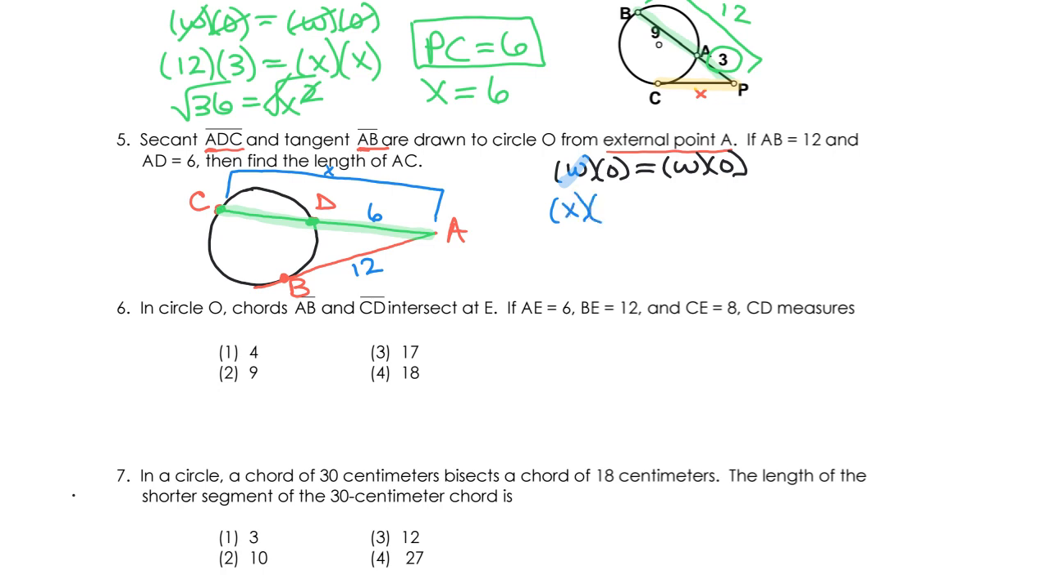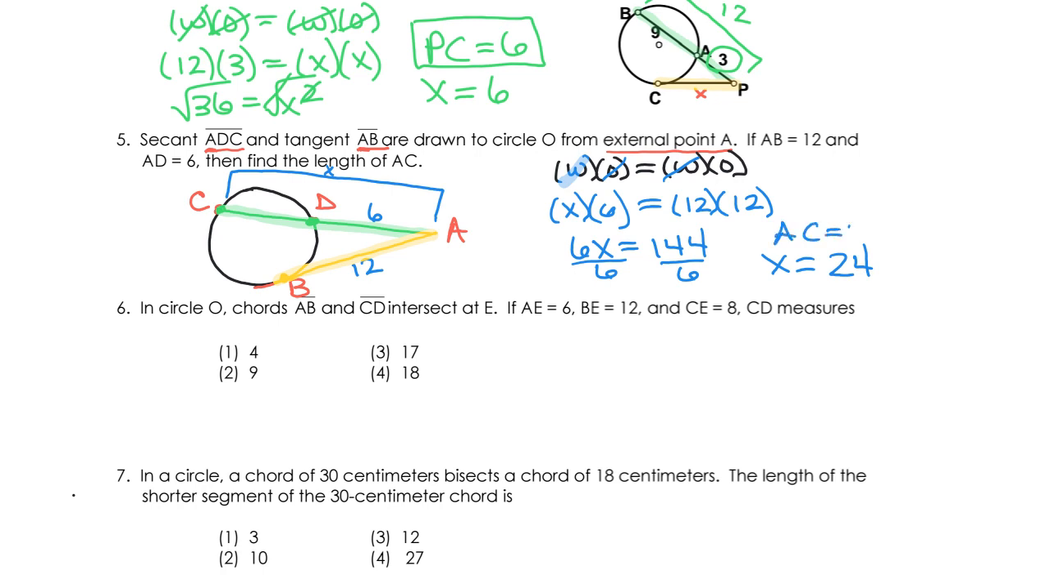The outside part of that secant is 6. So we'll replace the outside with 6. Okay. I'm going to highlight my tangent so that we can do the other half of our equation. And the whole thing, because it's a tangent, is 12. And therefore, so is the outside part. Okay. And if we do our algebra, x times 6 is 6x. 12 times 12 is 144. If we divide both sides by 6, we're going to come out with x equals 24. And therefore, AC equals 24.